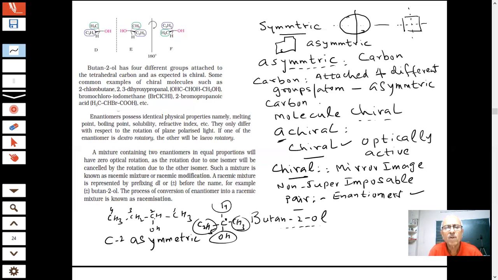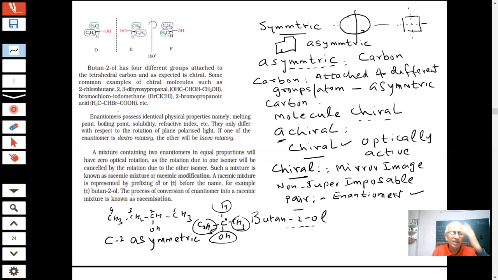Yes or no? Carbon number 2 is asymmetric in butane 2-ol. Yes or no? Tell me. Yes, sir. Only this carbon is asymmetric. Why? There are 4 different groups attached to it. Yes, sir. Now what will happen then?